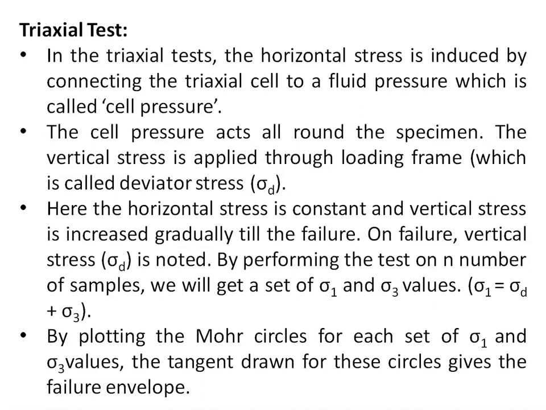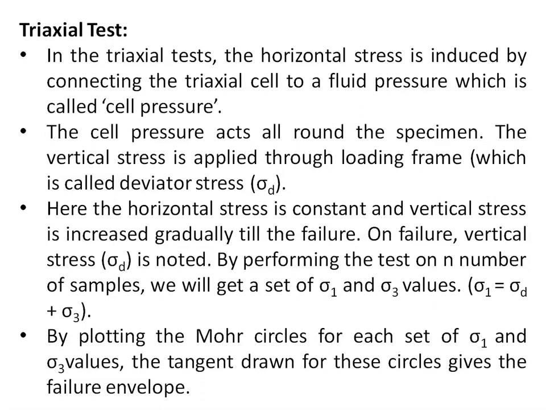So here in this case, the horizontal stress is maintained constant throughout the test and the vertical stress is increased gradually till the failure. Whereas in the direct shear test, the horizontal stress is increased till the failure, whereas vertical stress is maintained constant. Here it is reverse. On failure, vertical stress is noted.